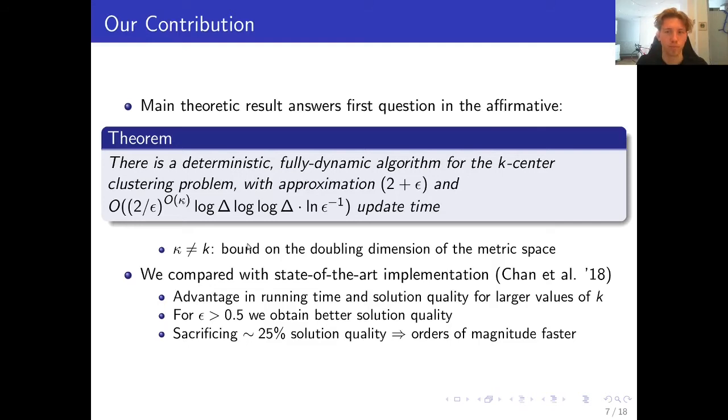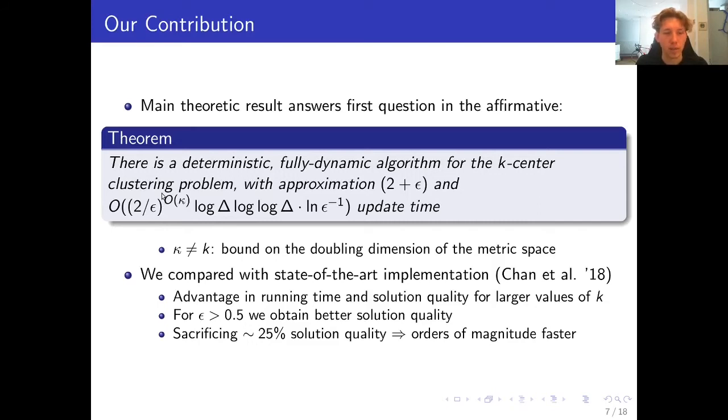We found an algorithm for the fully dynamic k-center problem with approximation 2 plus epsilon and running time O((2/epsilon)^O(kappa)) times log delta times log delta times ln of epsilon to the -1, where kappa is the doubling dimension, not k. And yeah, kappa is the doubling dimension.